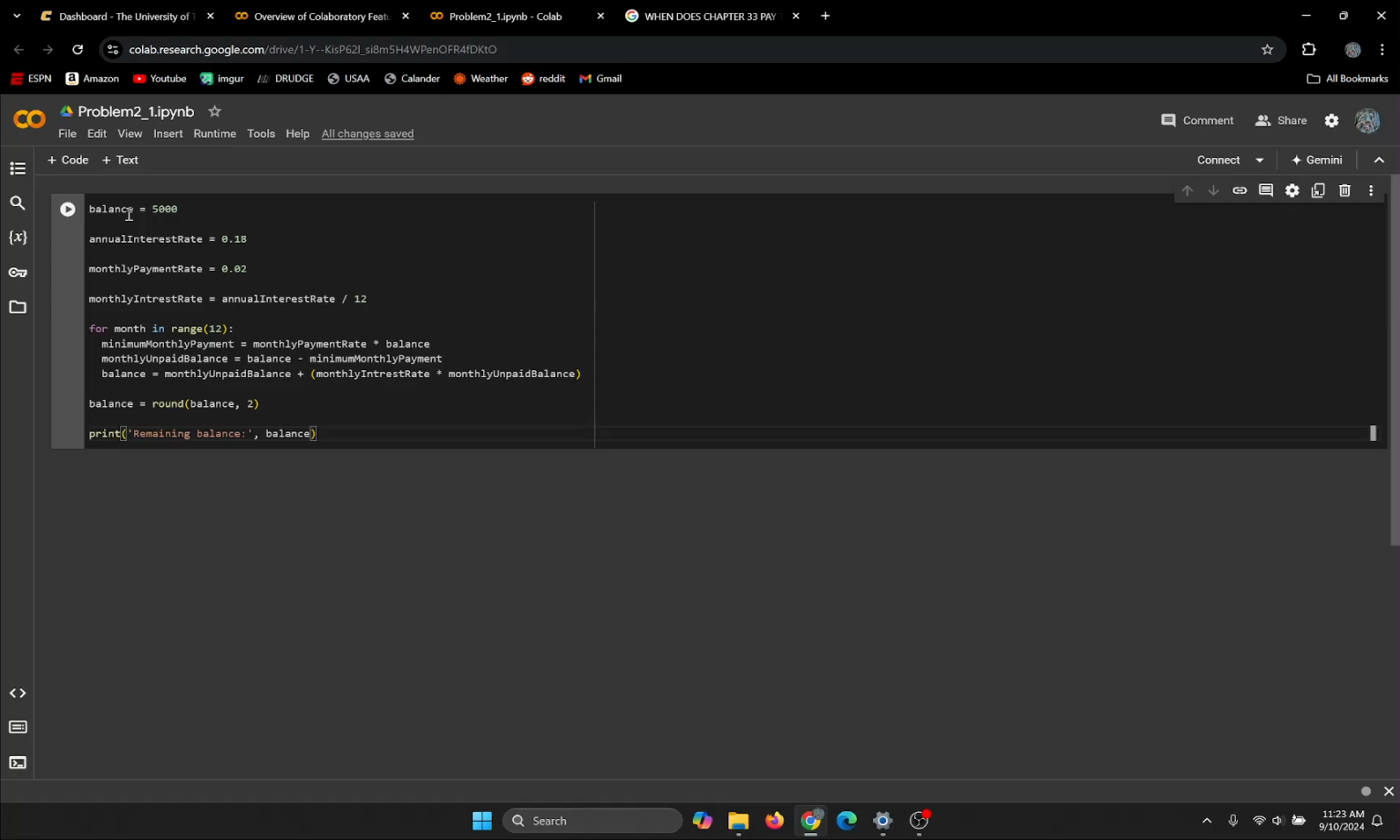And then, I'm going to do it like this. Since we can't add an integer to a string, we need to convert this balance to a string. And I think that should be good.